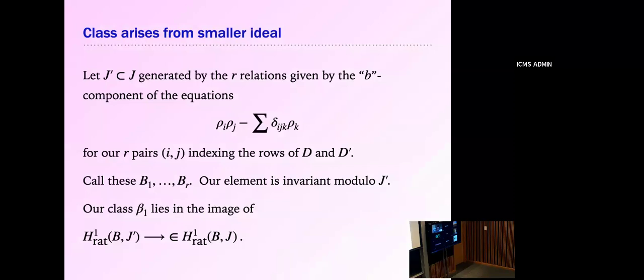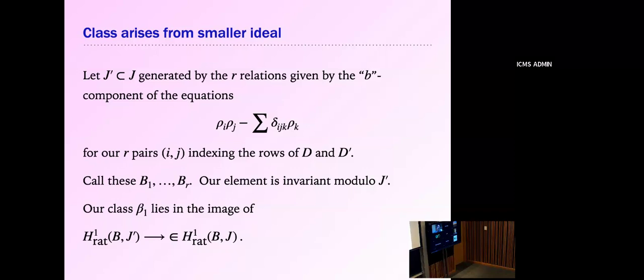Okay, so the first observation is, in fact, that to get the invariance under the Borel, you didn't need to mod out by all of J. There was a smaller ideal that you could have modded out by. So J was generated by all four coefficients of this matrix. So rho i times rho j is the linear combination of rows. And so you have an A coefficient, a B coefficient, a C coefficient, and a D coefficient. In order to say that a matrix is zero, you have to say all four entries are zero.